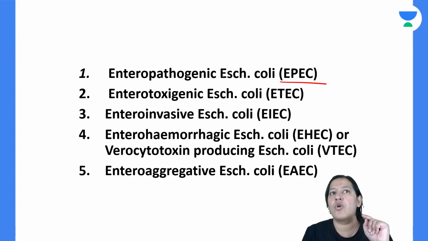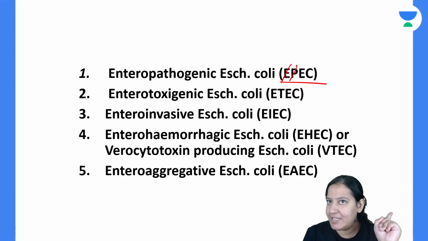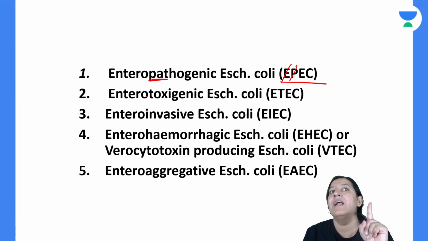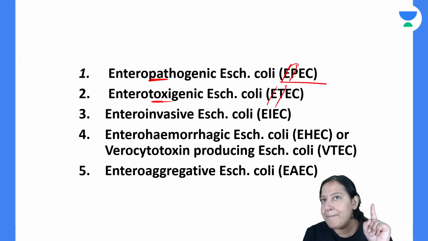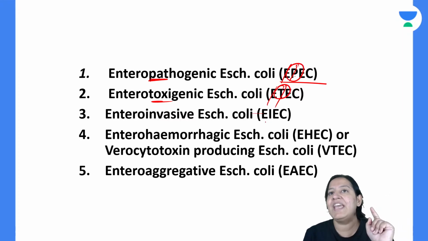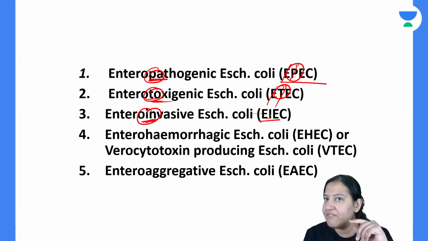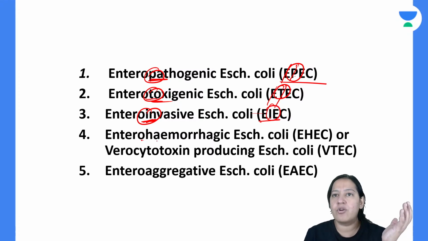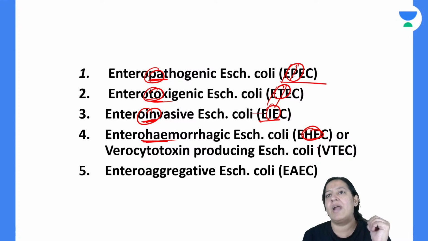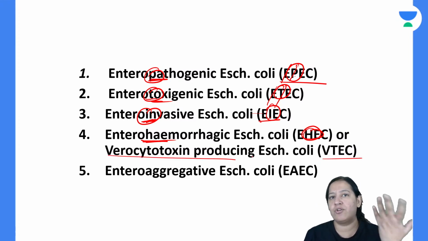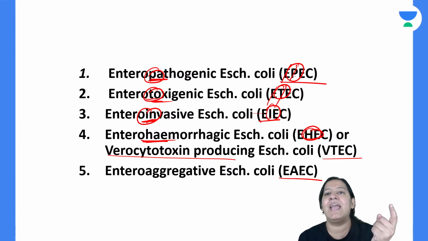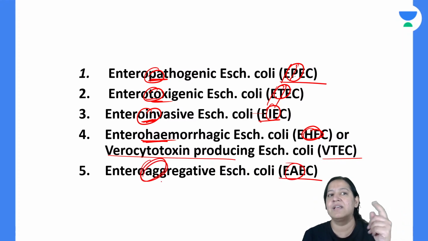EPEC is enteropathogenic E. coli. P is for pathogenic. ETEC is enterotoxigenic E. coli. Here it was pathogenic, here it is toxigenic. EIEC is enteroinvasive. This is pathogenic, this is toxigenic, this is invasive. Enteroinvasive E. coli. The 4th one is enterohemorrhagic E. coli. Some people also call it VTEC in some books. It is known as verocytotoxic E. coli. And last is EAEC, A for aggregative or adherence.